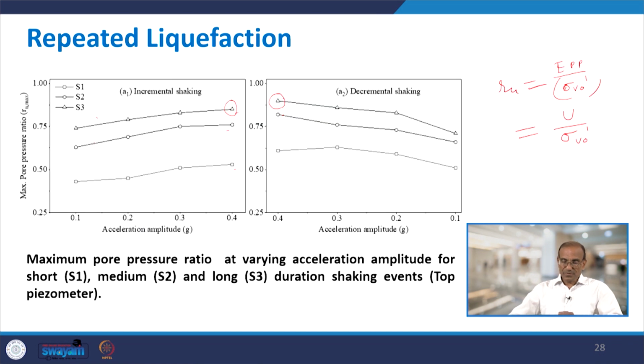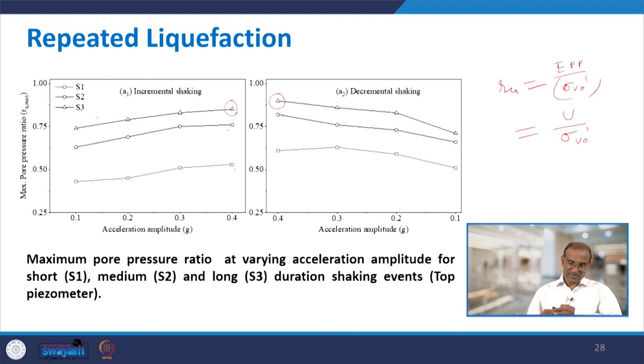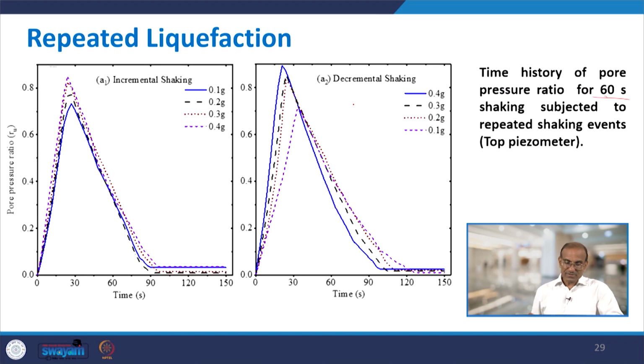These have been plotted also here, particularly for the 60 second shaking duration. This plotting has been done for the 60 second duration, that means the top portion. So, what you could see is that in case of incremental shaking, the pore pressure was maximum peak value. If we see the peak value of pore pressure ratio, RU, naturally it will be maximum for 0.4 g, and so it is for 0.1 g, 0.2 g, 0.3 g, 0.4 g.